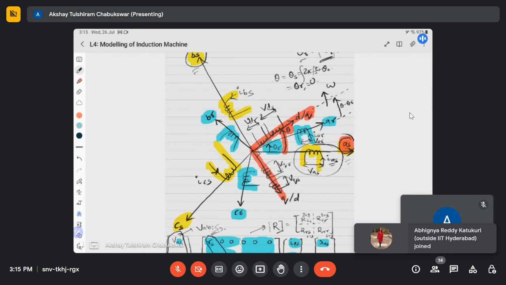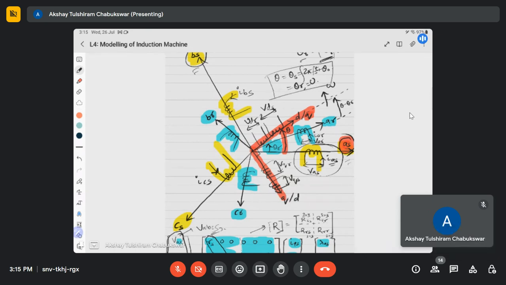So that's why I'm calling this DQ reference frame an arbitrary rotating reference frame, because the speed of rotation of this DQ reference frame is not defined. It can be 0, it can be theta r, it can be theta s. Theta s means as per the frequency of the supply. What is the supply? It is the voltage V sin omega t. So that omega is omega s. So if you integrate that omega s, you will get theta s. So if theta is theta s, it is called the synchronously rotating DQ reference frame.